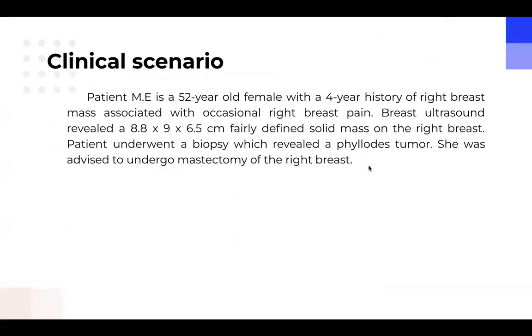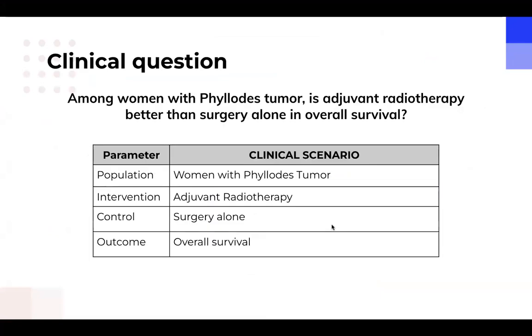Our clinical scenario po: patient NE is a 52-year-old female with a 4-year history of right breast mass associated with occasional right breast pain. Breast ultrasound revealed a fairly defined solid mass on the right breast. The patient underwent a biopsy which revealed phylloides tumor. She was advised to undergo mastectomy of the right breast. With this clinical scenario, our clinical question is: among women with phylloides tumor, is adjuvant radiotherapy better than surgery alone in overall survival?